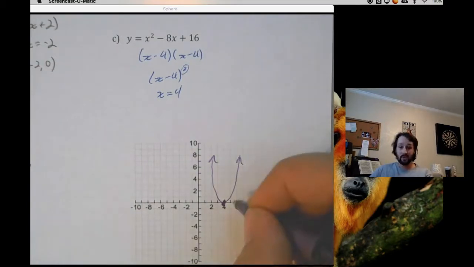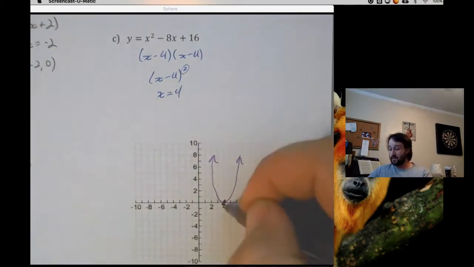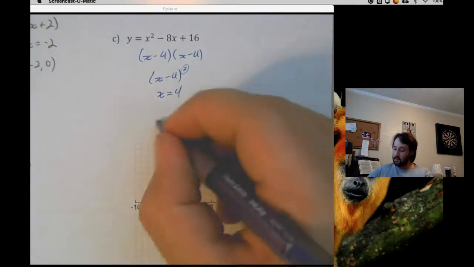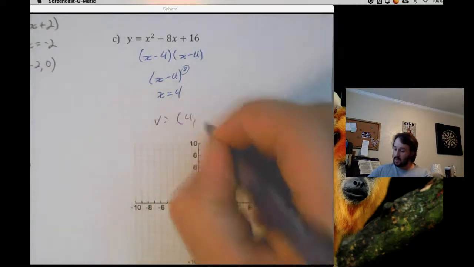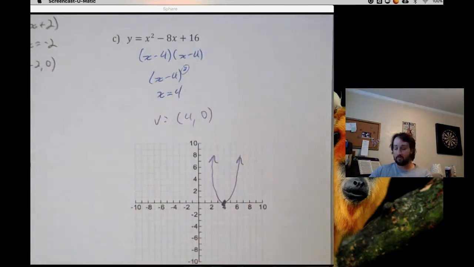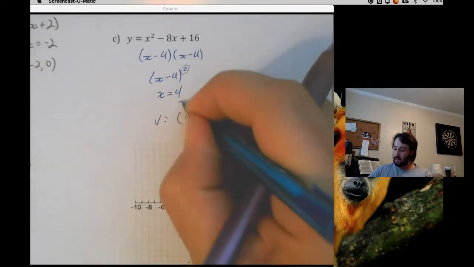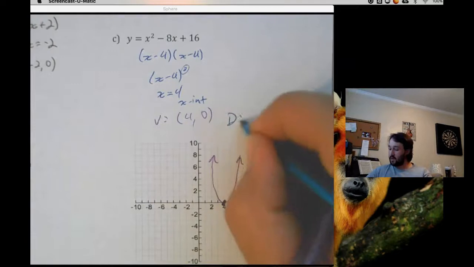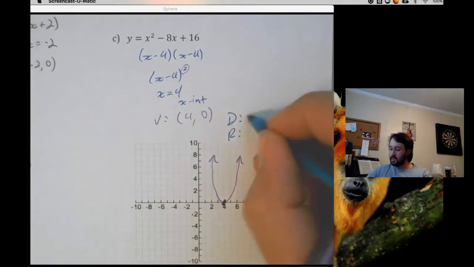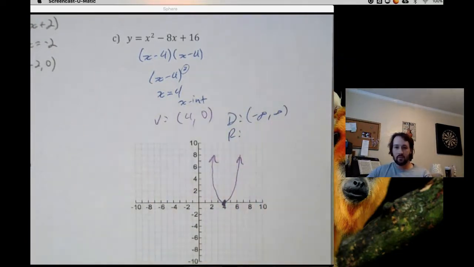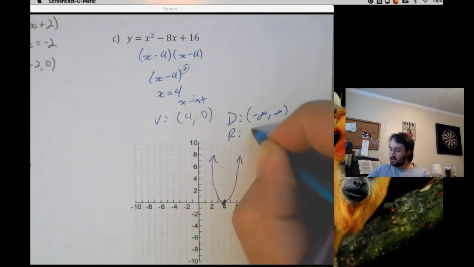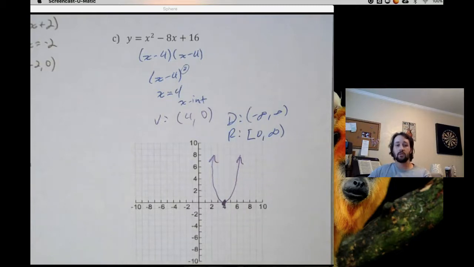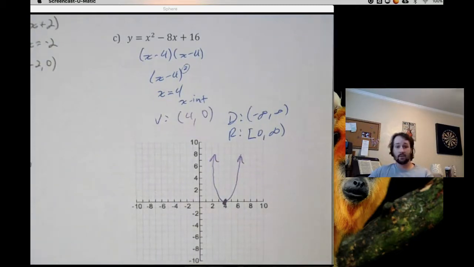So that makes the vertex really easy as well, because since there's only one x-intercept, I can physically see the vertex. The vertex would be the same as the x-intercept, which would be 4, 0. So this is the vertex. This is also the x-intercept in this case. Then for our domain and range, the domain is still going left and right forever, so -infinity to infinity. And then the range, the lowest y value, it's still a minimum, is 0 going up forever, so 0 to infinity.